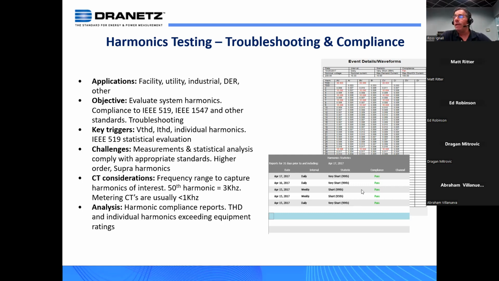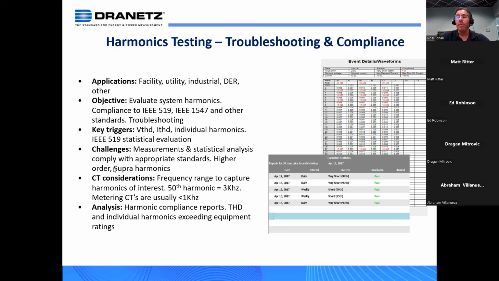Basically you get daily compliance reports and weekly compliance reports. The daily compliance reports are based upon very short time harmonics. The weekly compliance reports are based upon short time harmonics. Each day you'll get a pass/fail report and you'll see what information is provided. You'll know, as here, that the THD failed as an example, and what individual harmonics were out of compliance limits. So 519 defines what these limits are, but they also define the measurement techniques to do it. So what are the challenges?